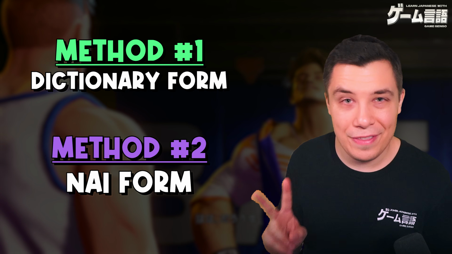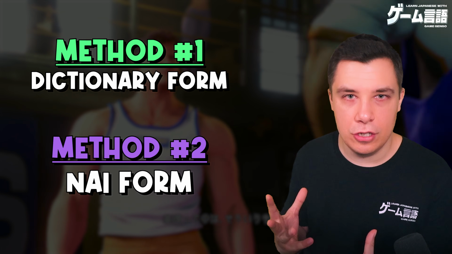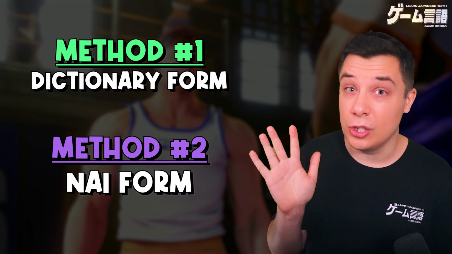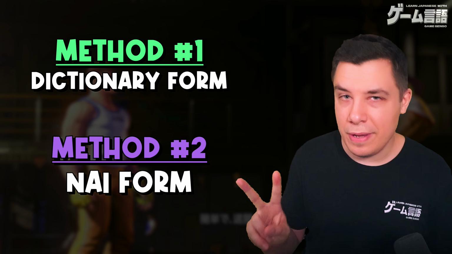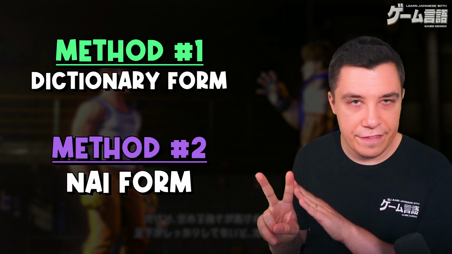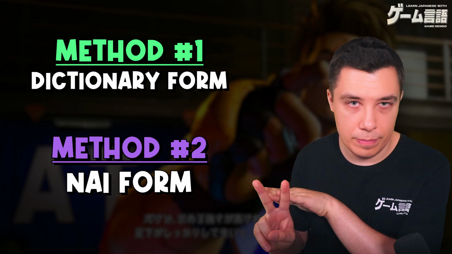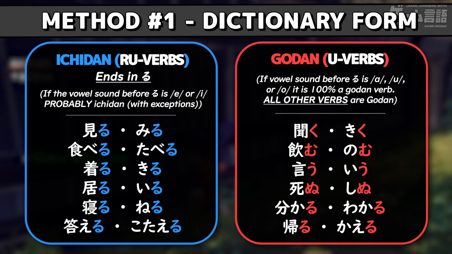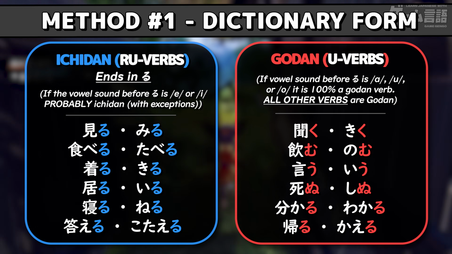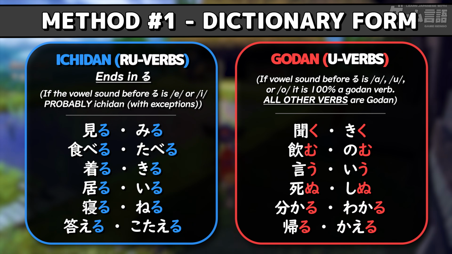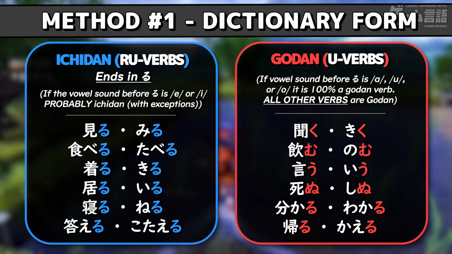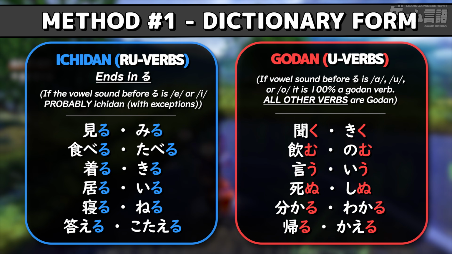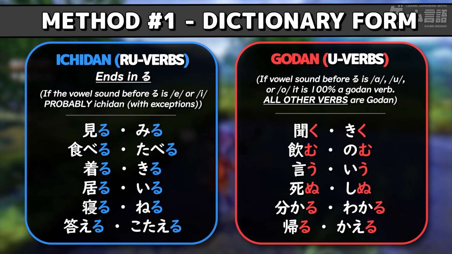So there are two common methods that you can use to figure out any verb, whether it's an Ichidan verb or a Godan verb. Very simply, these two methods revolve around either the dictionary form or the nai form, the negative form. First, let's have a look at the dictionary method. Now this method is a little bit less accurate, however it's easier because all you need to know is the dictionary form of a verb, like miru, to see, taberu, to eat, kiku, to hear, nomu, to drink.